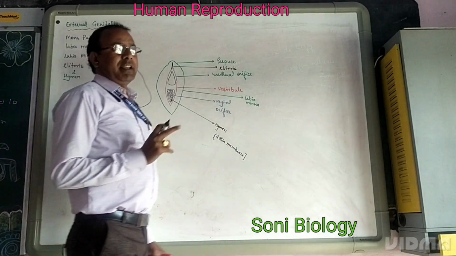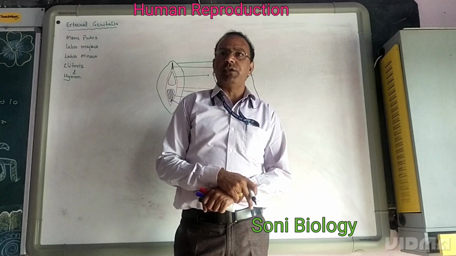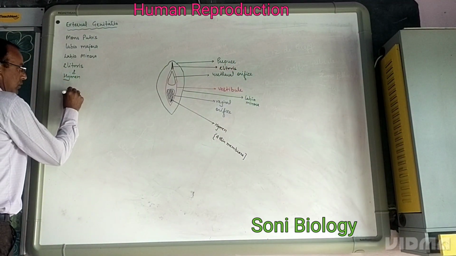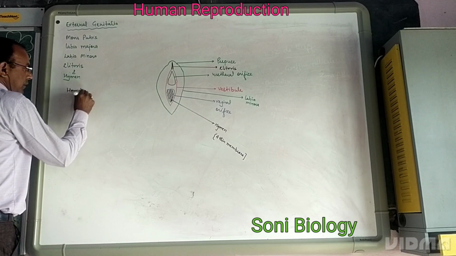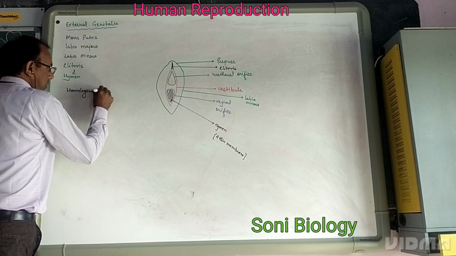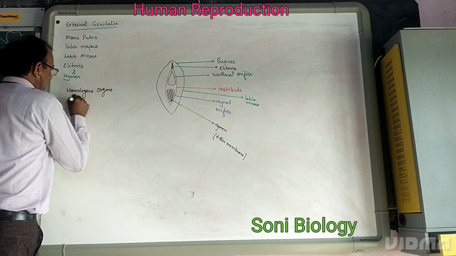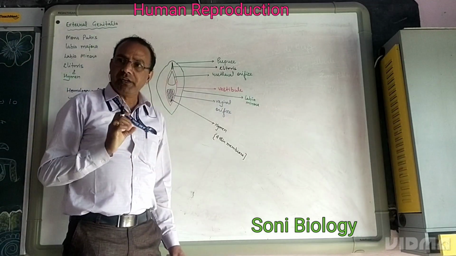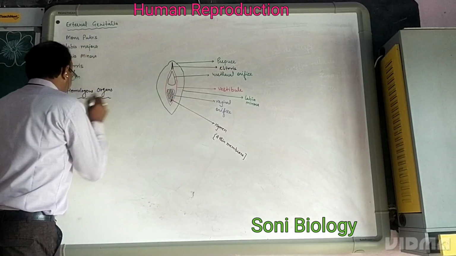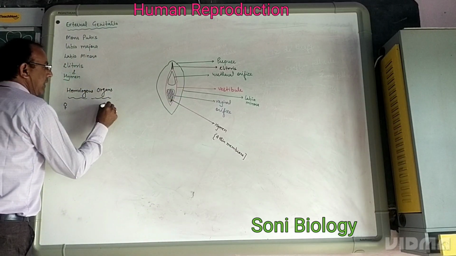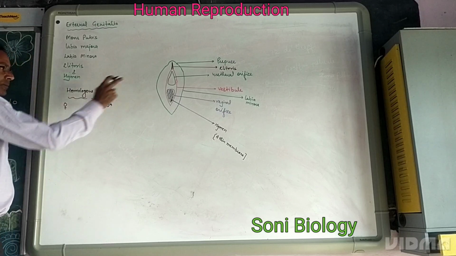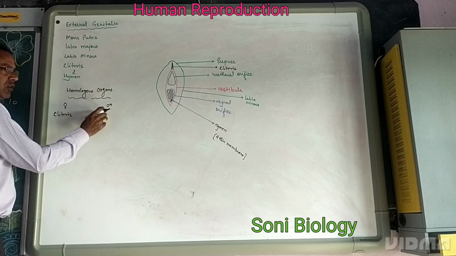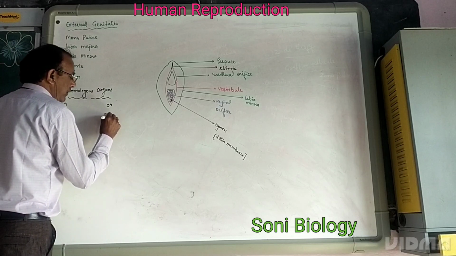Clitoris is just like the homologous organ of the human penis. There are some homologous organs which are commonly found in male and female. Homologous organs are those organs which have similar structures but perform different functions. In female, clitoris is the homologous organ of the penis in male. This is the first organ.